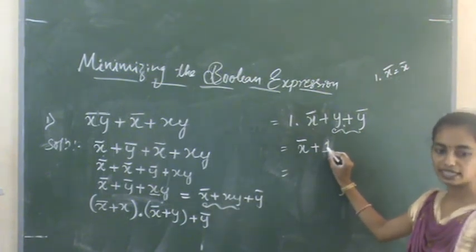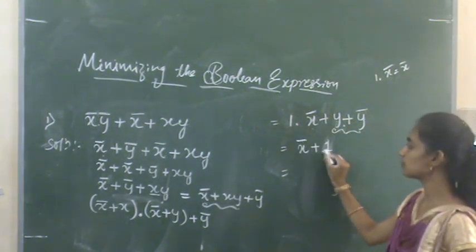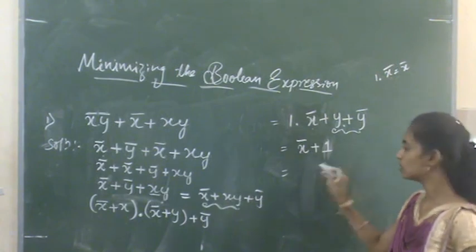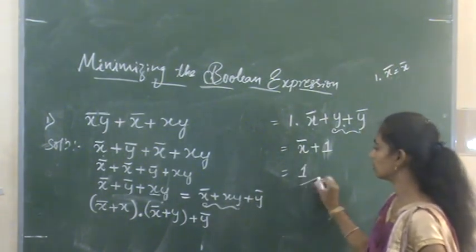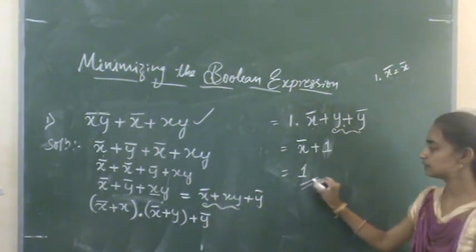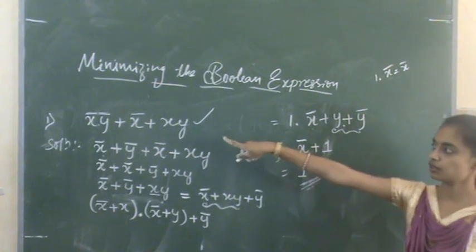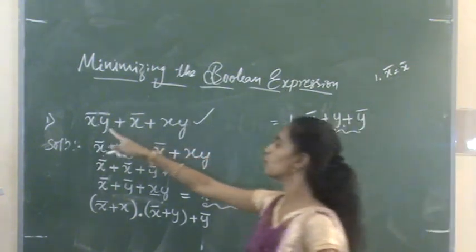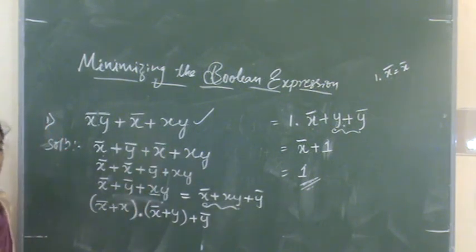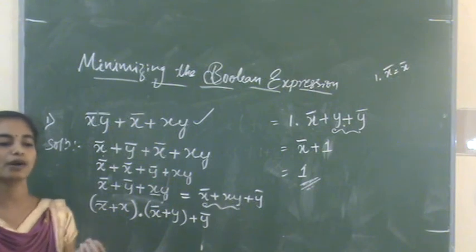So here we get x bar plus 1, right? So x bar plus 1 is also the property of 1, x plus 1. So we will get the result as 1. So if we evaluate this expression, we will get the result as 1. So this is the simplified expression of xy whole bar plus x bar plus y bar. So in the next class, we will study how to evaluate with the help of K-map.